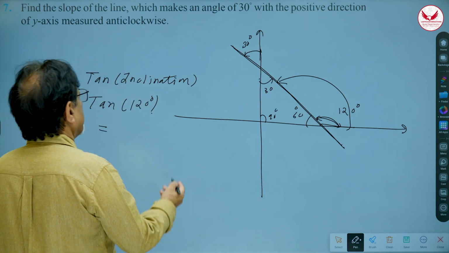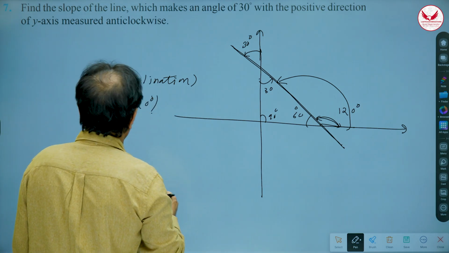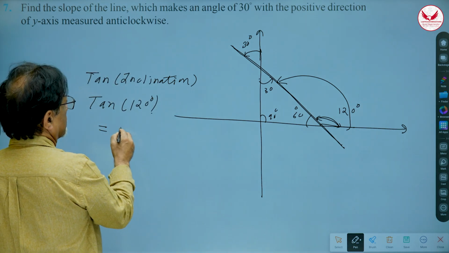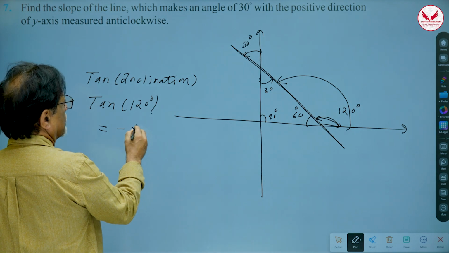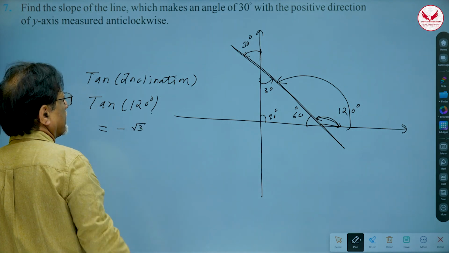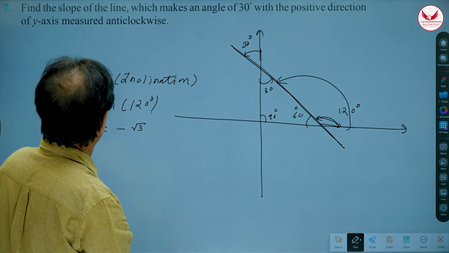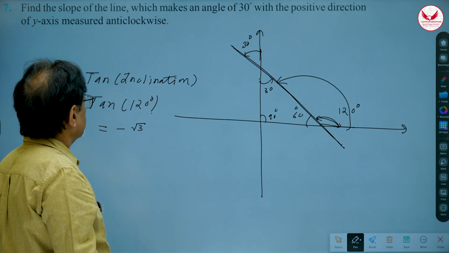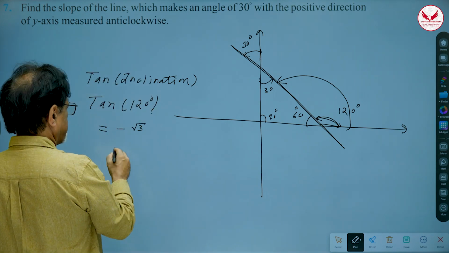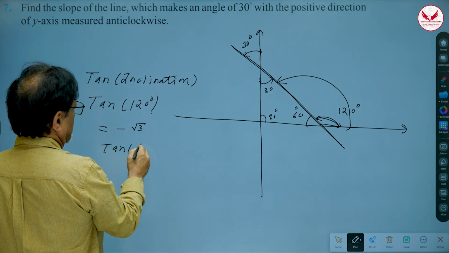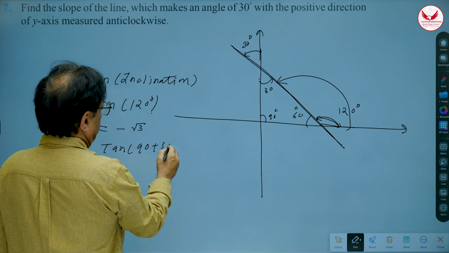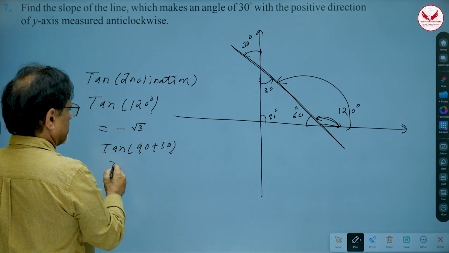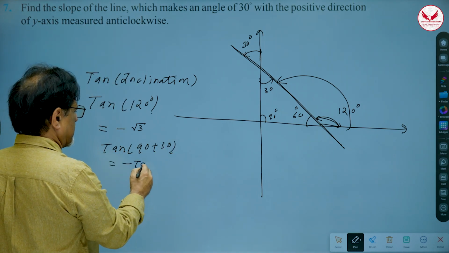Second quadrant में tan theta क्या होता है? Negative होता है, right? Therefore, it is -√3. Correct? 90 plus 30. So, you can do it like this also. Tan of 90 plus 30. But we are in the second quadrant, so it is minus tan 30.